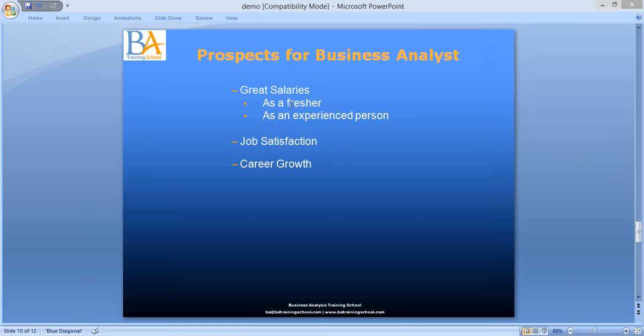And you will get greater salaries, either as an experienced person or a fresher, when you compare the same profile in other domains like sales or programming. You will have excellent job satisfaction because this is a functional consultant job where the customer gives you respect and your programming team also gives you respect, because you're a communicator or mediator between these two teams. So you will have a lot of job satisfaction and very good career growth, as shown in the last slide.